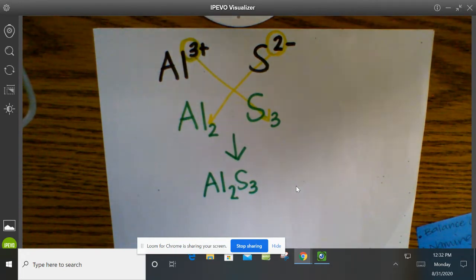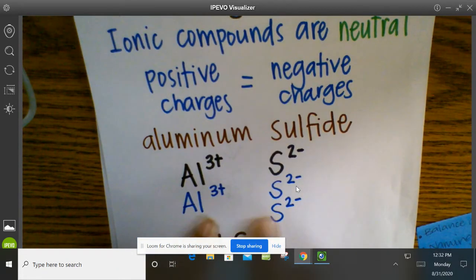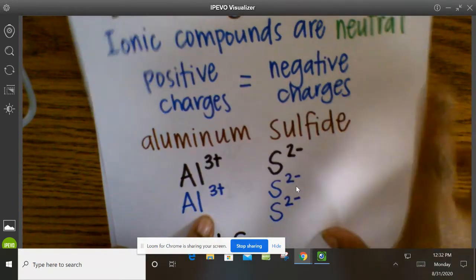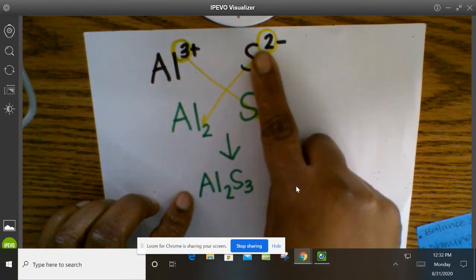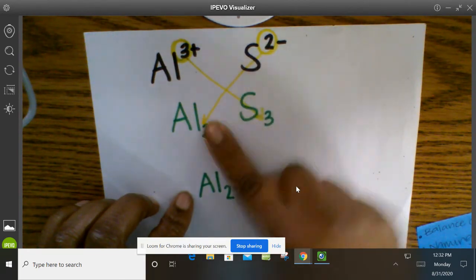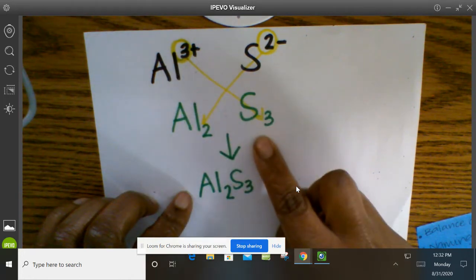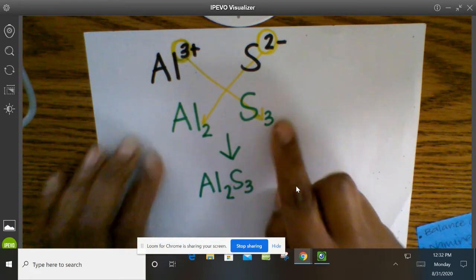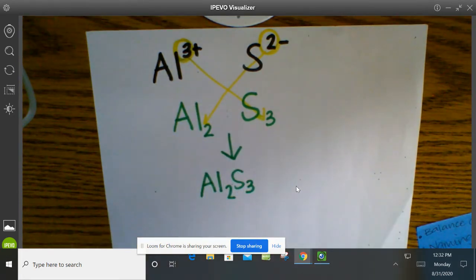You'll get the final answer, so you can use the method where you're adding ions until you get to where, when you add them together, it's going to be 0. Or you can use the crisscross method, where the number from the sulfur becomes the subscript for aluminum, and the number from aluminum becomes the subscript for sulfur. Now remember, or pay attention, I did not bring the charges down, I just brought the numbers down. Okay, that's balancing charges.